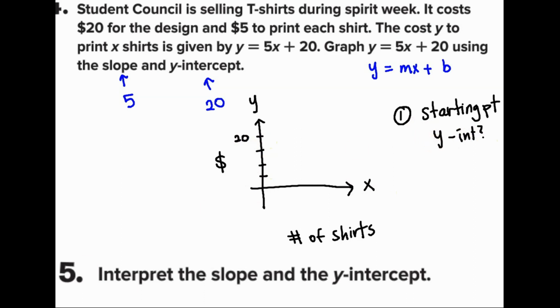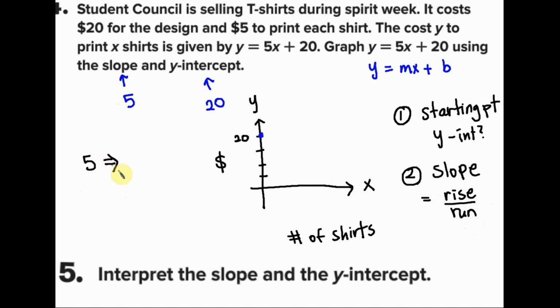Then I'm going to draw the point. So here's a point at 20. And they're saying I need to use the slope. The slope, we are going to use what we learned earlier, rise over run. So if the slope is 5, I want to make this in the format of rise over run. In other words, a fraction.